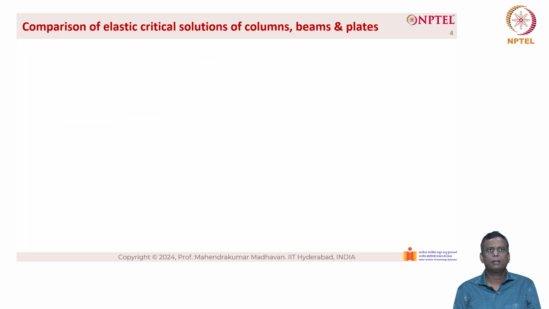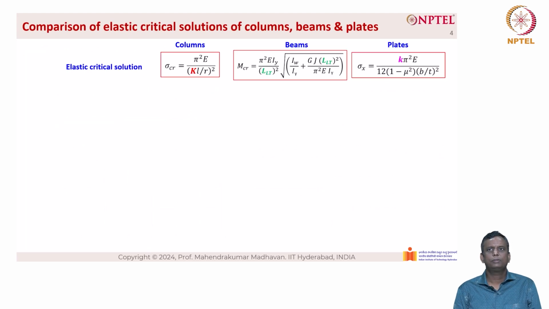Now let us compare the elastic critical solutions of columns, beams and plates. The elastic critical solution for columns is given as sigma critical equal to π²E divided by (KL/r) the whole squared. M critical for beams is given as π²EIy divided by L_LT the whole squared, into the root of Iw by Iy plus GJ L_LT the whole squared divided by π²EIy. And for plates, it is given as sigma x equal to k π²E divided by 12(1 minus μ²) into (b/t) the whole squared.